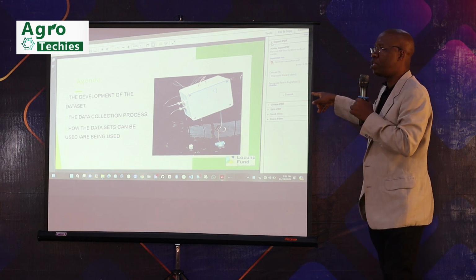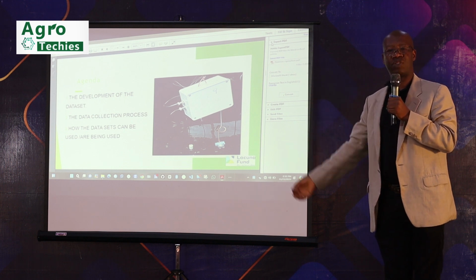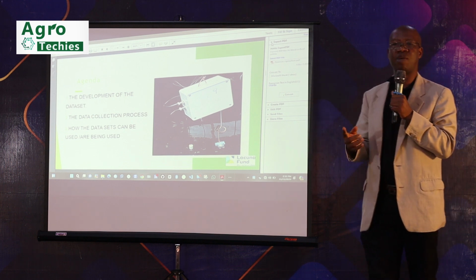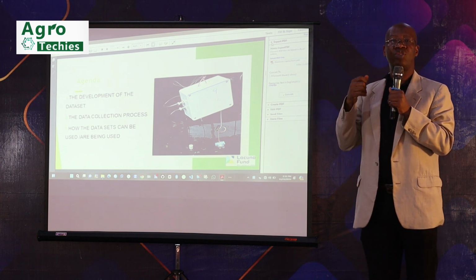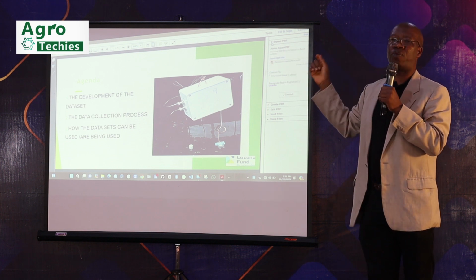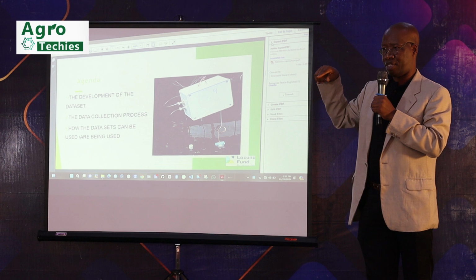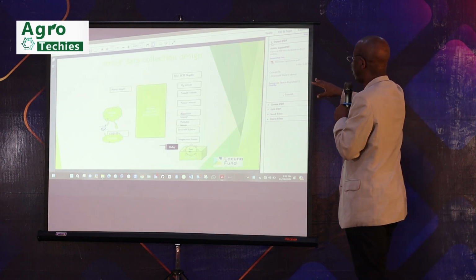So we built an IoT. IoT means Internet of Things. And what Internet of Things does is that it enables you to connect to different things. And you are able to communicate with those things irrespective of where you are over the internet. All right? So this is the architecture of what we built.